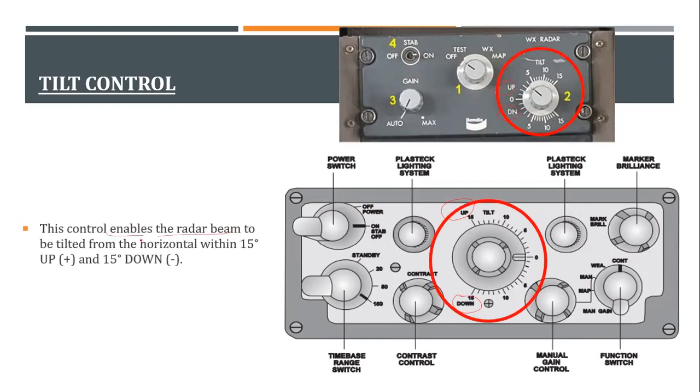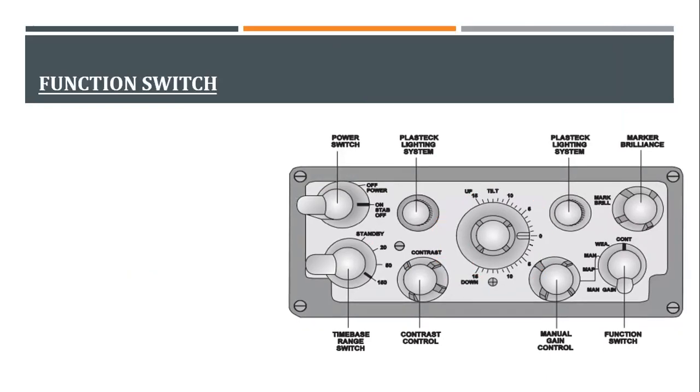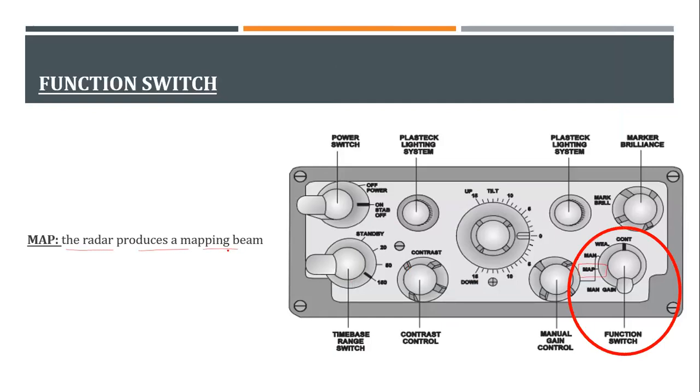The control enables the radar to go 15 degrees up and down. That's it. If you want to scan a cloud top, you scan up. If you want to scan the ground, you go down. Finally, we have the function switch, which is the main one. First one is the map. Map is used to map the ground.